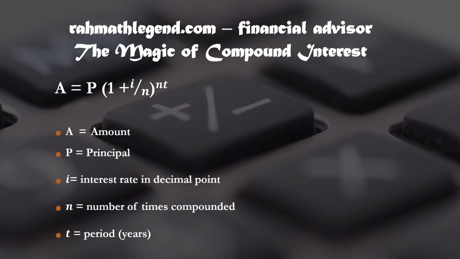A is the amount that you are supposed to get in the future, or the amount that you will get in the future. P is the principal, the amount that you intend to invest. I is the interest rate, it is in decimal point. N is the number of times it is compounded, and T is the period, it is usually in years.